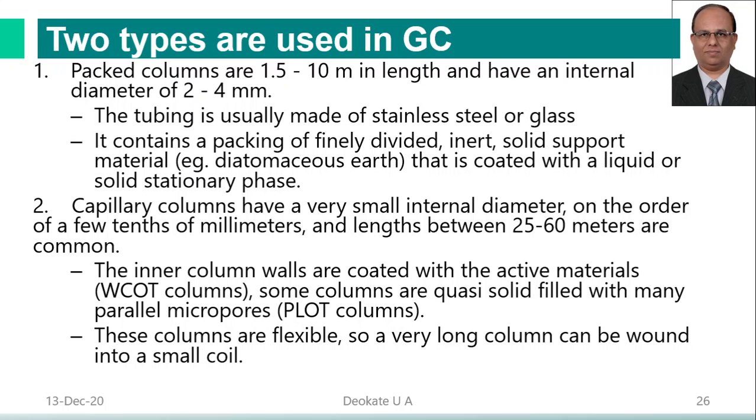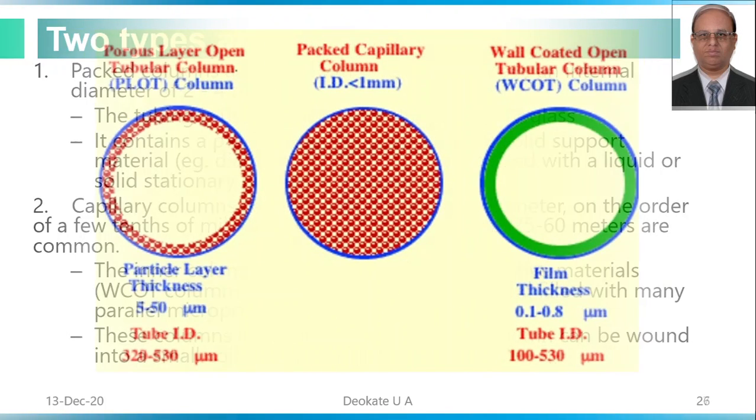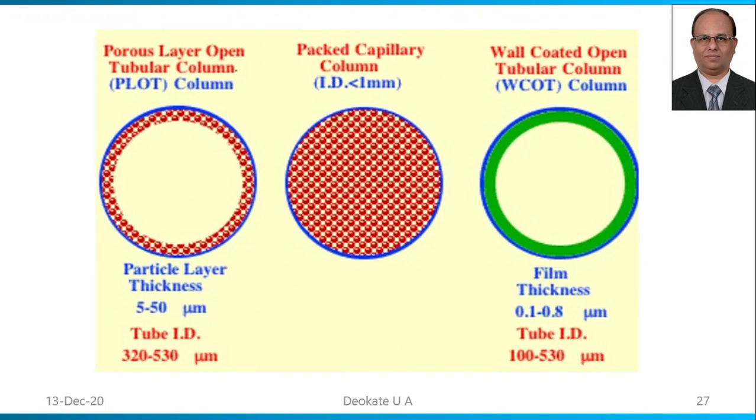These columns are flexible, so even a very long column can be wound into a small coil and incorporated into the instrument. See this porous layer open tubular column, that is called a PLOT column. They have a thin layer on the surface of the column which is holding the liquid on its surface. Therefore, they are called PLOT columns. Their particle layer thickness is between 5 to 50 micrometers and the tube ID is 320 to 530 micrometers internal diameter.